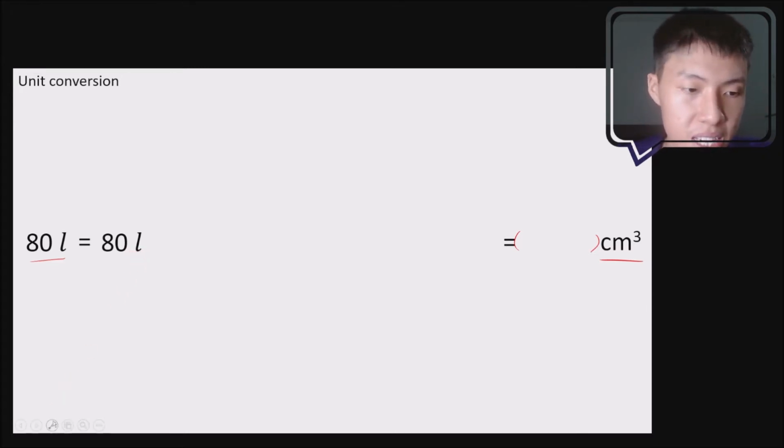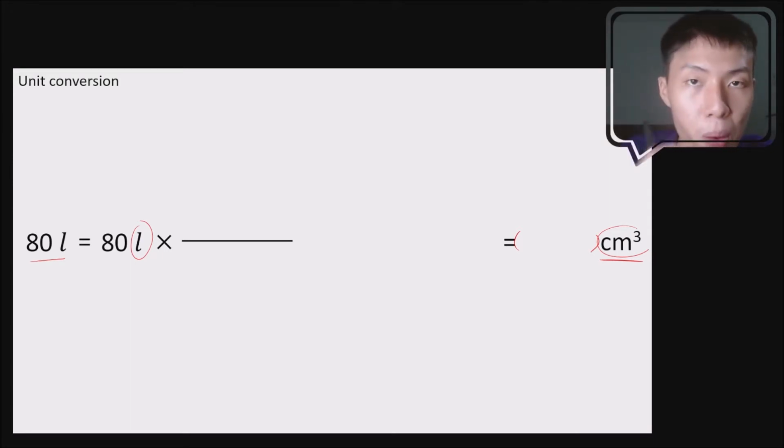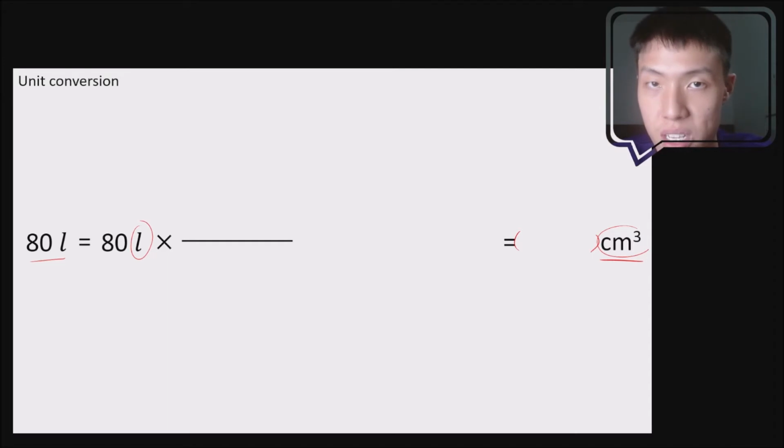Then the second step will be to see what you need to convert. In that case, it's quite obvious that here you need to convert liter to cm cube. So there's only one thing to convert. If there's only one thing to convert, you need to include one empty fraction. That's the second step. See how many things you need to convert, and put in that many empty fractions. So right now there's only one thing to convert, so I put one empty fraction over here.